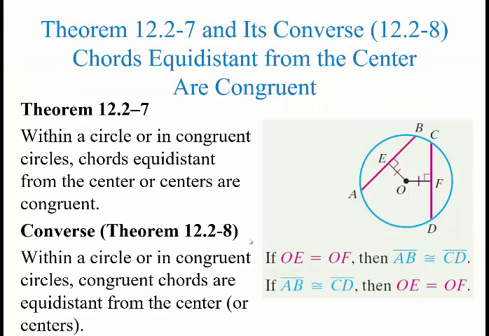Some other ones. Theorem 12.2.7: within a circle or in congruent circles, chords equidistant from the center are congruent. So here we have OE equal to OF. What that's saying is that chord AB is congruent to chord CD. And also its converse: within a circle or in congruent circles, congruent chords are equidistant from the center. So if chord AB is congruent to chord CD, then OE is equal to OF.